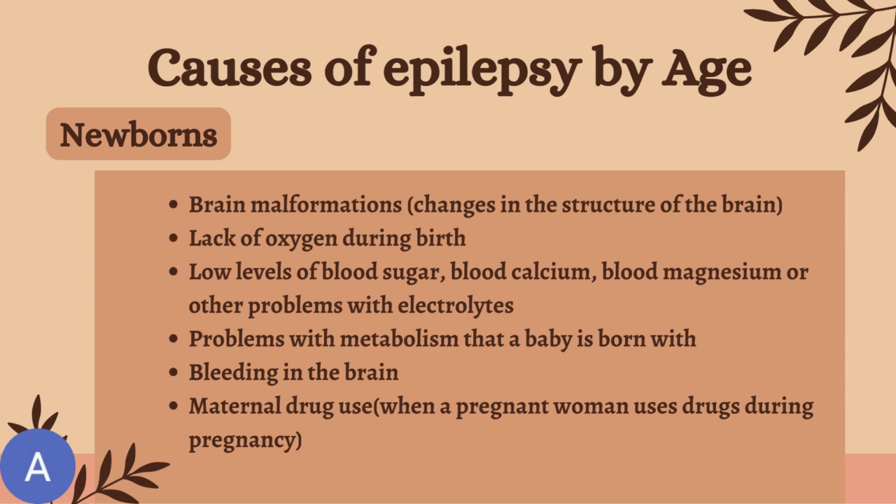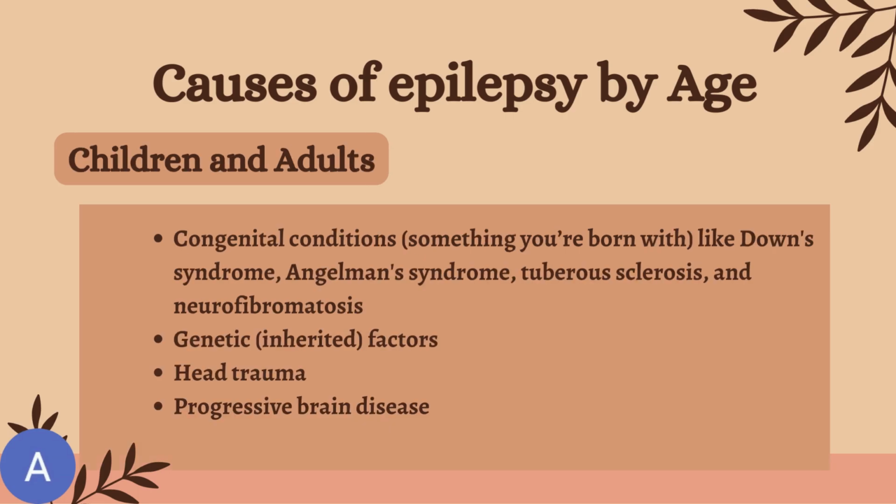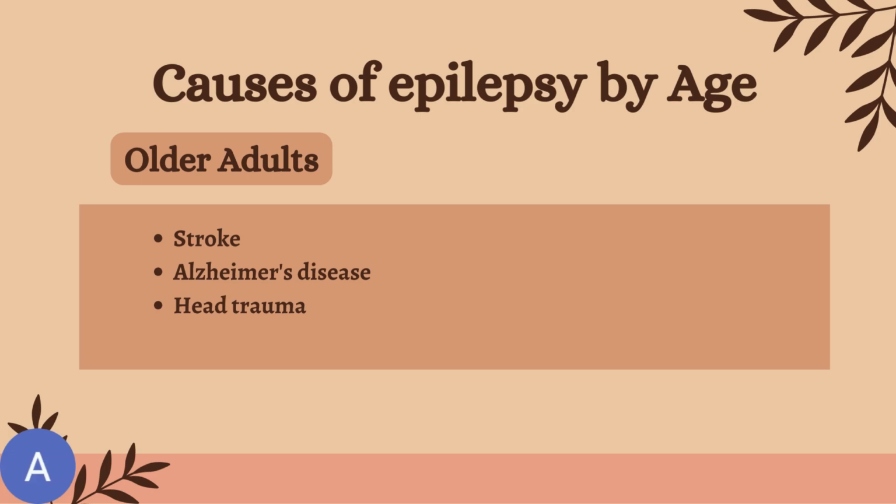Listed here are the causes of epilepsy by age, starting with newborns. If infants or children have seizures or epilepsy, it may be caused by fevers, infections, or brain tumor. The causes of epilepsy from children to adults may include something that you are born with, degenerative factors, history of head trauma, and also progressive brain disease. The most common causes in older adults include stroke, Alzheimer's disease, and also history of head trauma.